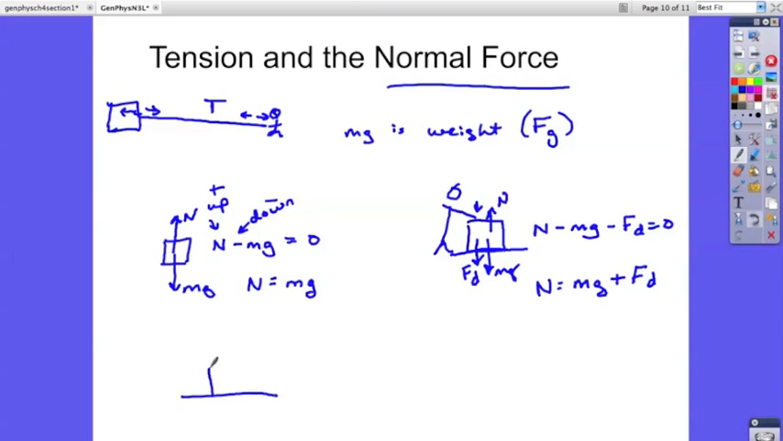If, on the other hand, you had a string tied to this box and you were pulling up on the string, now if I look at the forces, I've got the normal force acting up, I've got weight, and I've got this upward force, F up. So if I do an equation, I'm adding all my forces together, the normal force plus that upward force minus mg equals 0. It's not accelerating.